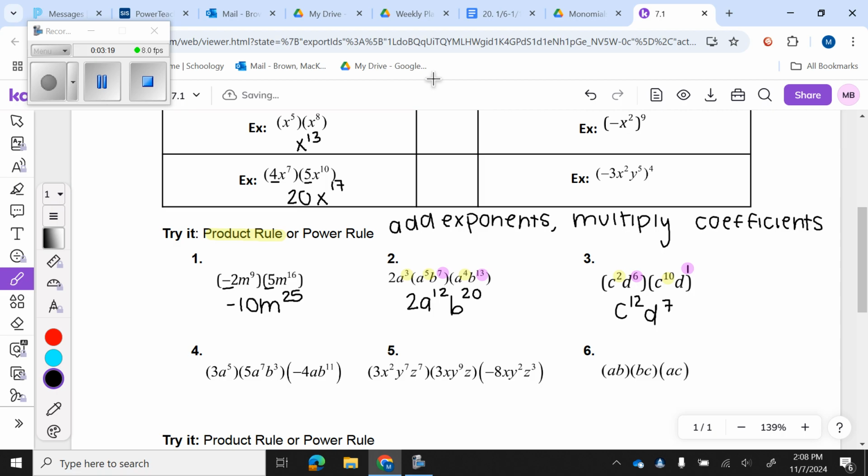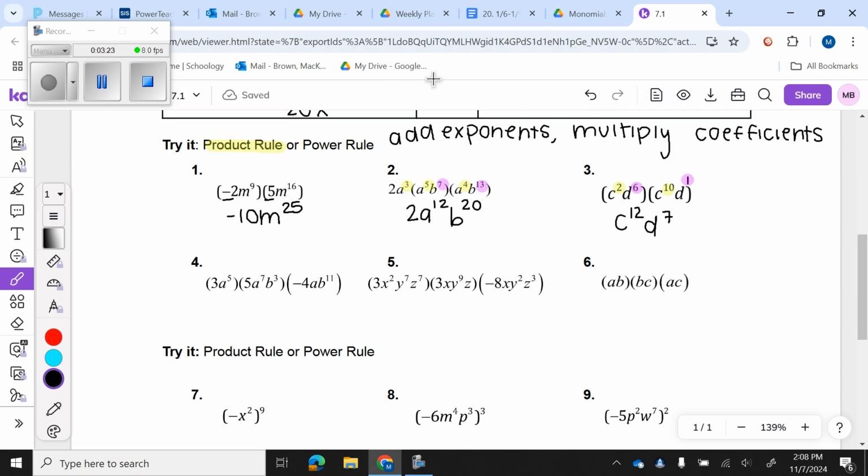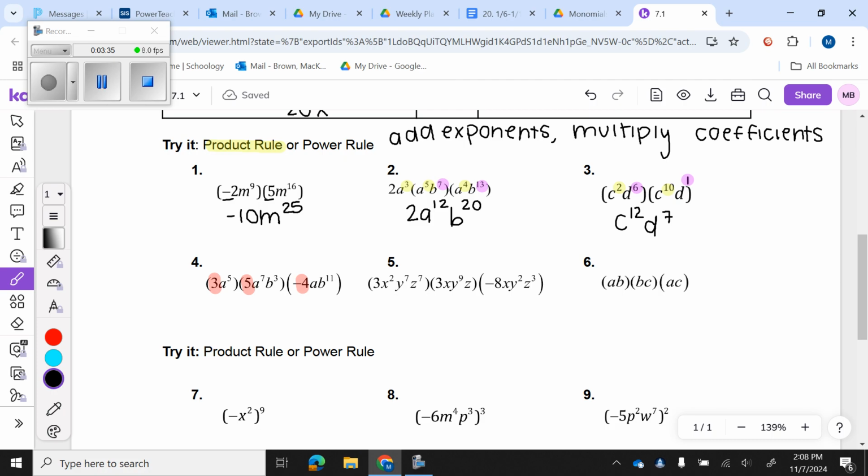All right, number 4, remember, add your exponents, multiply your coefficients. Right now, I've got 3 coefficients. I've got 3, 5, and negative 4. So in my calculator, I do 3 times 5 times negative 4, and that's going to give me negative 60. I multiplied all of those together. I've dealt with my coefficients. Now I have to deal with my exponents.